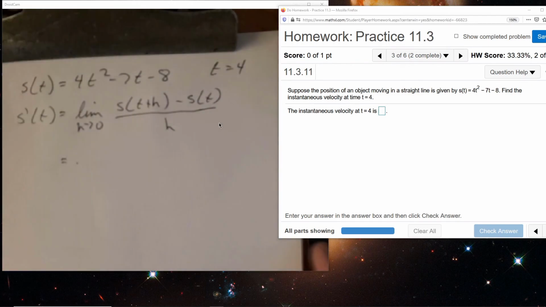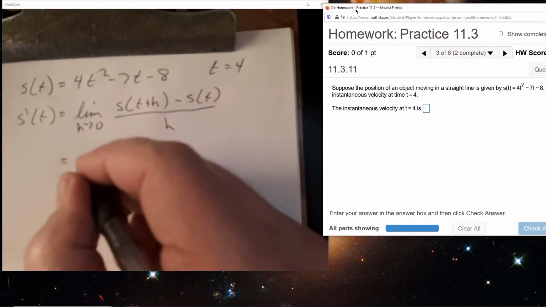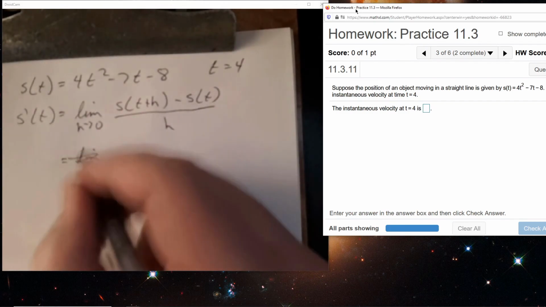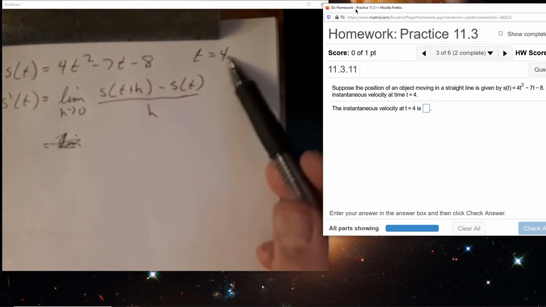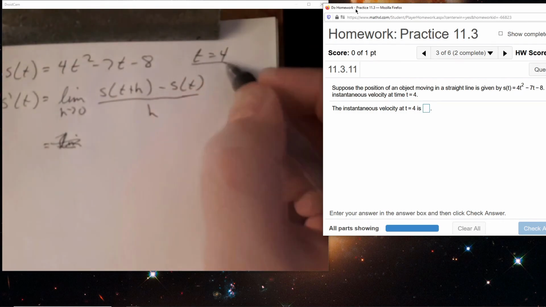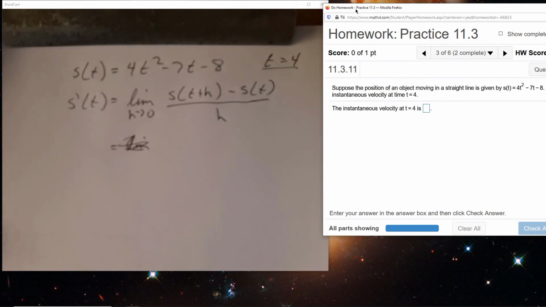Actually, I'm going to do this the normal way. And this is the way you're going to do it in 11.4, and the way that's most commonly done. What I mean by that is that we're not going to plug in the number first. Usually we plug in the number last. And so let's do that. So what does that mean?